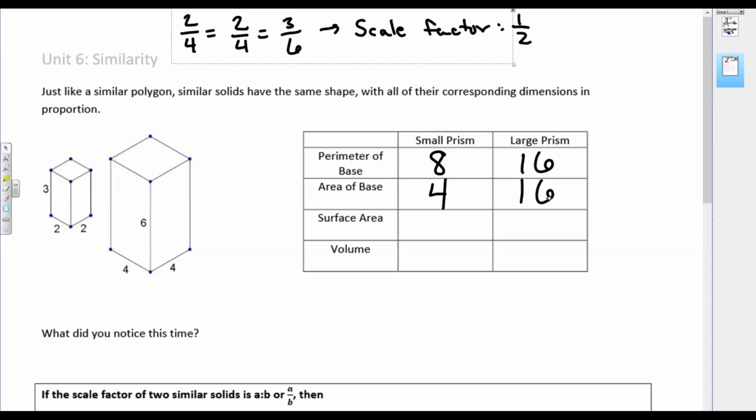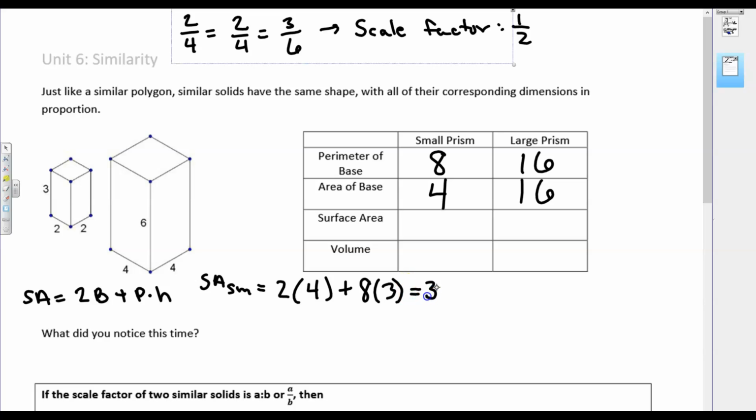And now let's talk about the surface area. If you recall, surface area of a prism is 2 times the area of the base plus the perimeter of the base times the height. So for the surface area of my small prism, we already found the area of the base. That's 2 times 4. We found the perimeter of the base was 8. And then the height is right here. It's 3. When I work all that out, I get that my surface area here is 32.